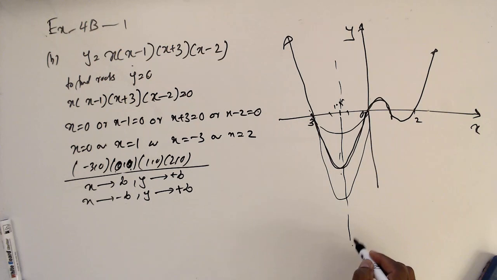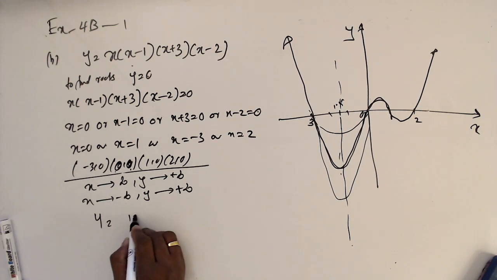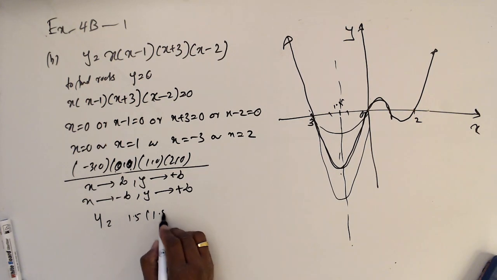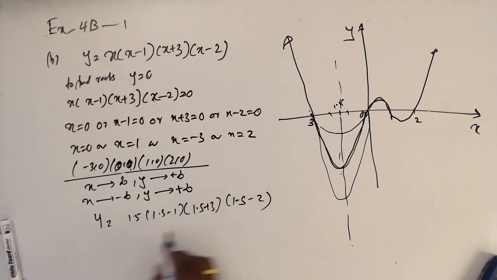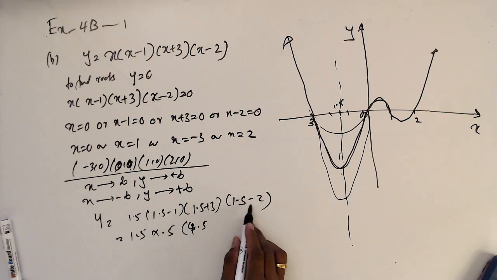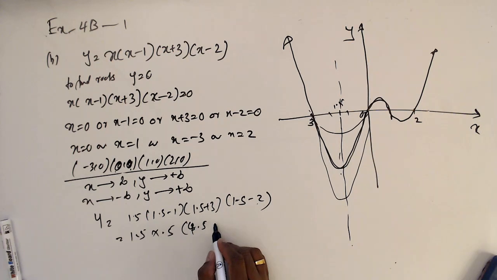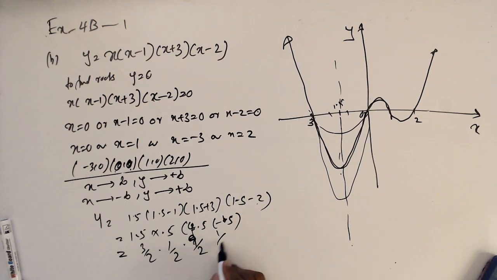So I'll check 1.5 to see what kind of value you will get for y. So y equals 1.5, I'm substituting here: 1.5 minus 1, 1.5 plus 3, and 1.5 minus 2. This is 1.5 times 0.5 times 4.5, and 1.5 minus 2 is going to be a negative value, minus 0.5. Let me check. This is 3 over 2, half, 9 over 2, 4.5, and this is also half, negative.